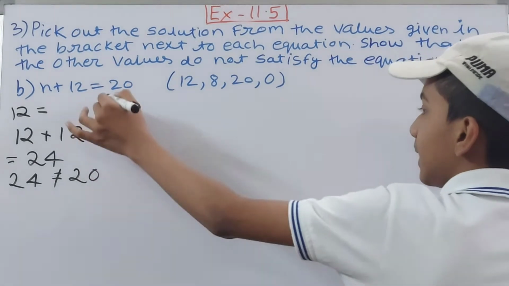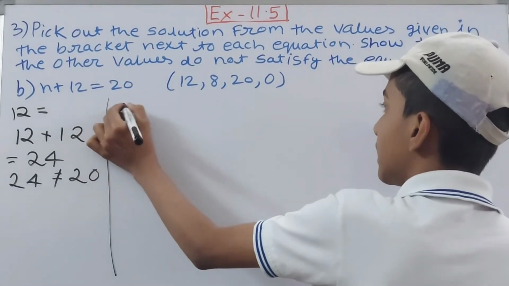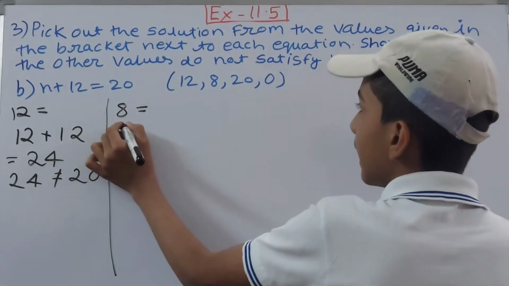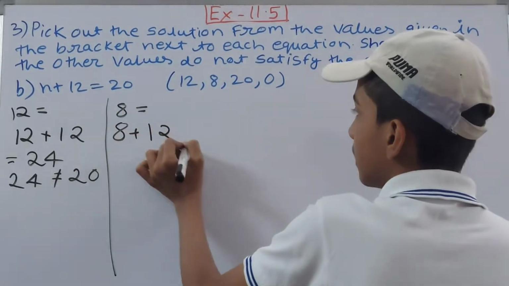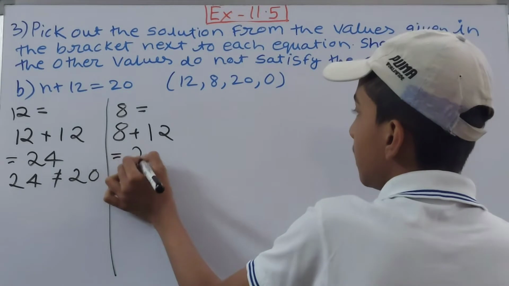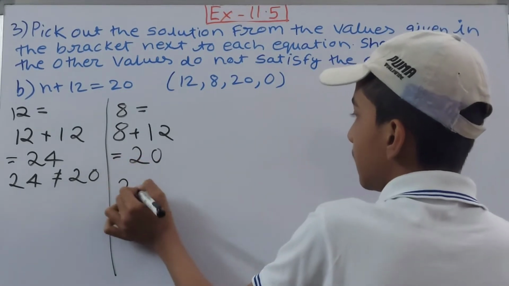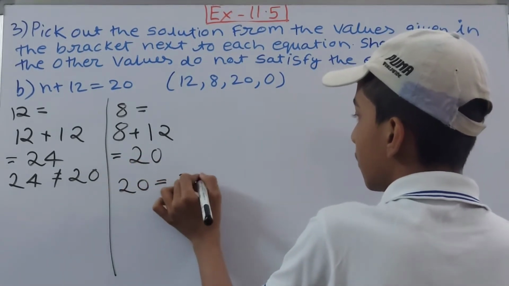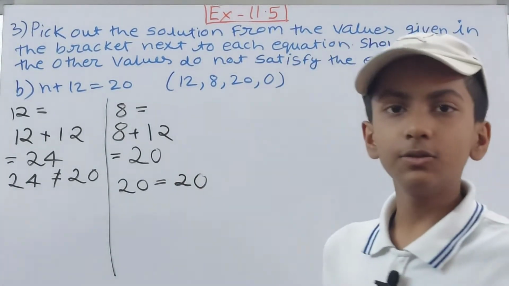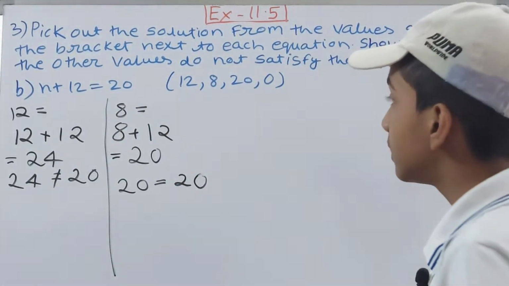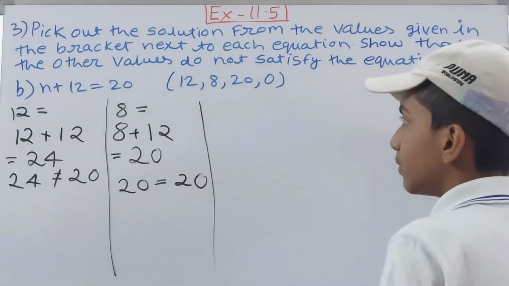Then next is 8. Now let us see for 8 as well. H will be 8 here, plus this 12 again, and that will be 20. So 20 and this 20, both of these are equal, right? So that means 8 is the value which is satisfying our equation, and the rest of the values we will also do.